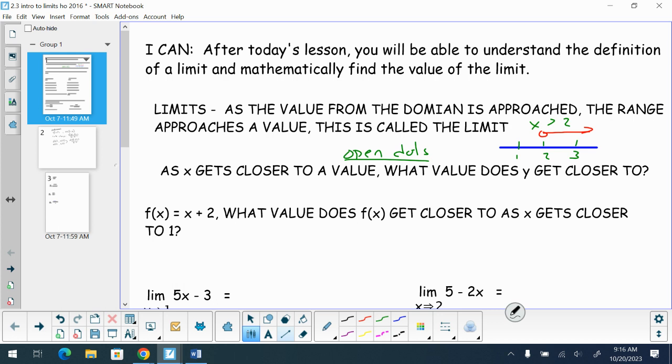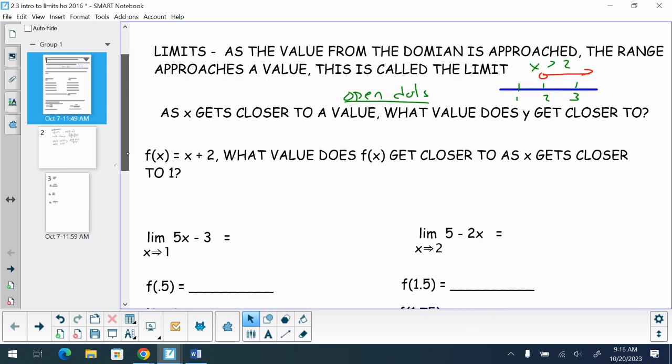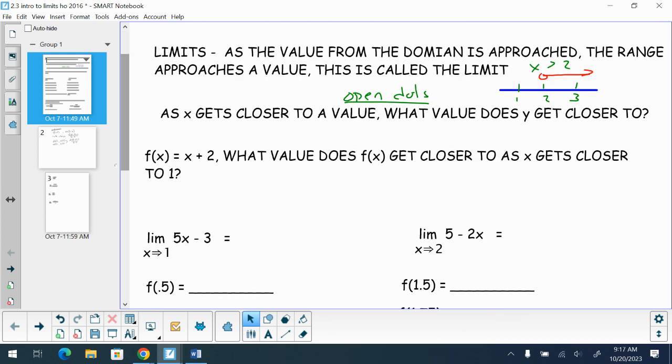That's what we're dealing with here. We're getting closer to a value. We're getting that open dot away from a specific value. Take f of x is equal to x plus 2. What does f of x get closer to as x gets closer to 1? As x gets closer and closer and closer to 1.